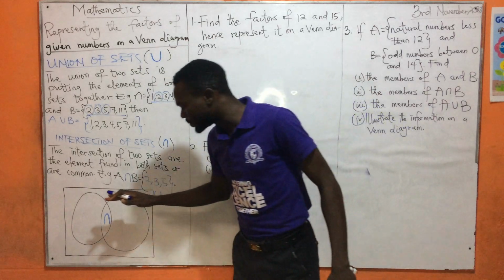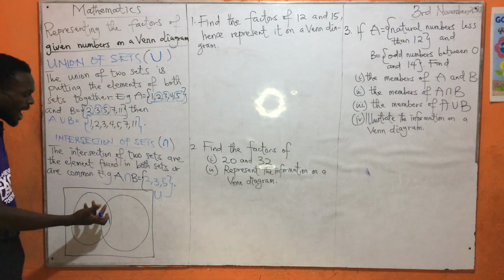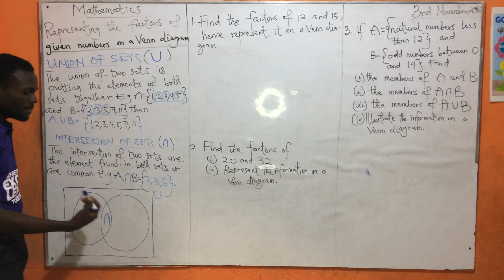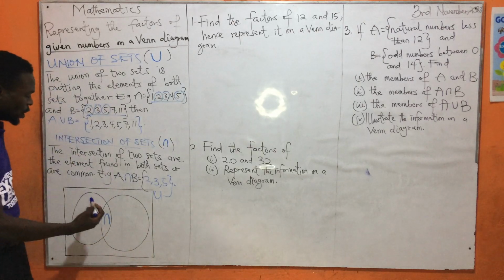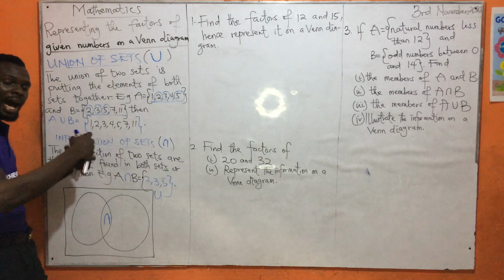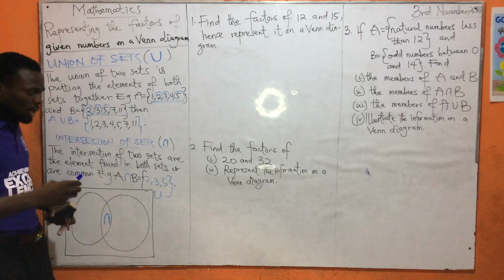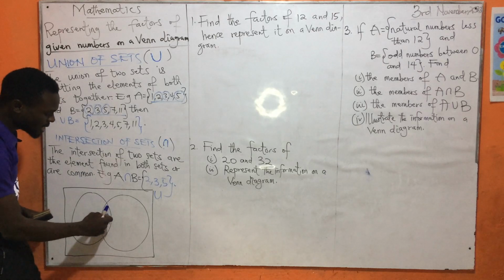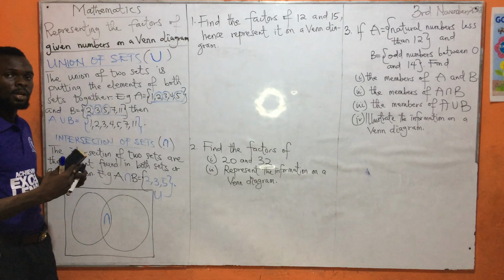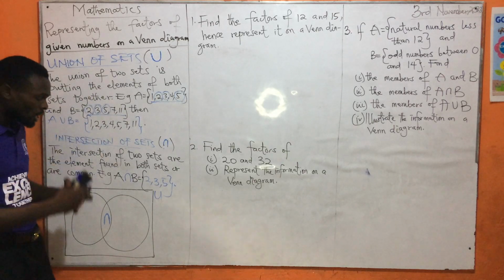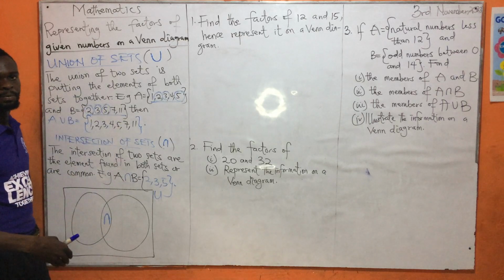Good. So this is how the Venn diagram looks like. You have one circle colliding with the other. Okay. So once they collide or once they meet, it means they are having something in common. So the one they have in common is written at the place where they meet. So this is where we record the intersection.